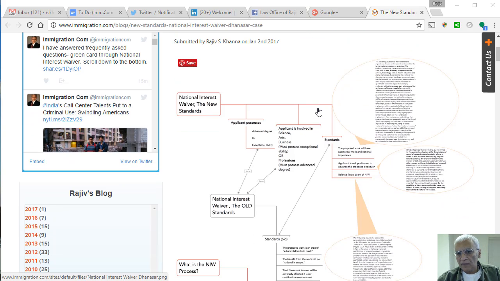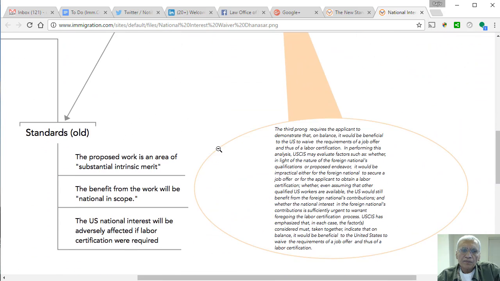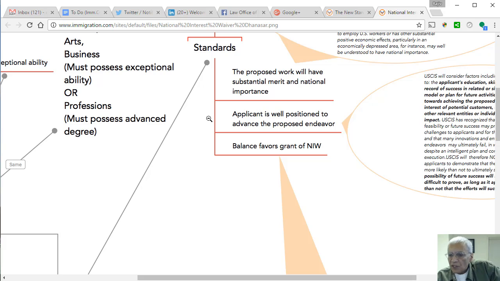So the three standards that we are going to look at now for national interest waiver are: number one, the proposed work will have substantial merit and national importance. Substantial merit, national importance. And how has that changed? The previous standard was substantial intrinsic merit. So their previous formulation of this principle had the word intrinsic. What does that mean? That means inherently, when you look at the work and you go, oh, this work must be very beneficial to the USA. The Administrative Appeals Office has now said that the word intrinsic doesn't really add much to the analysis and can actually be misleading.